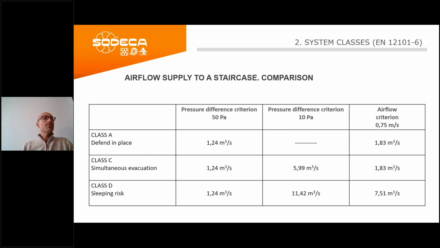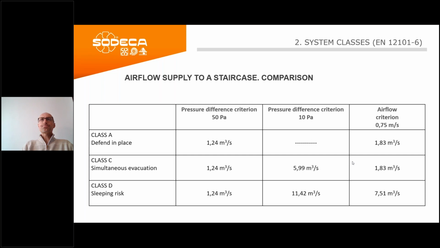In this table, we have a comparison of the airflow that we have to supply to the stairwell to achieve the different criteria that we have seen before. Just for this comparison, 3 classes, all of them meant for means of escape: Class A, Class C, and Class D. For the closed door criterion, 50 pascals, all of them are the same value because the criterion is the same for these 3 classes.